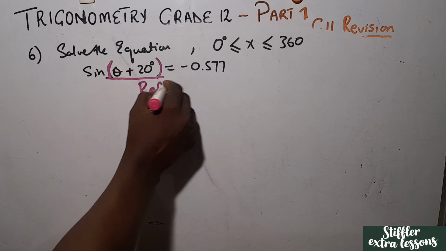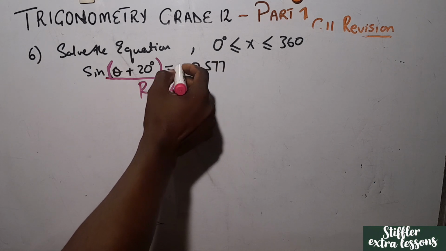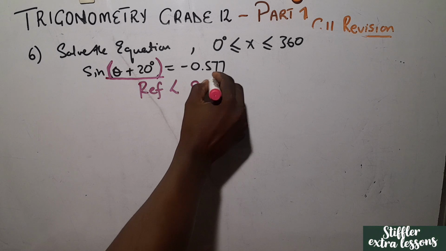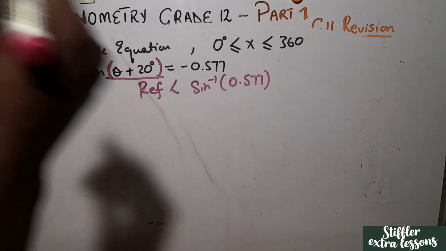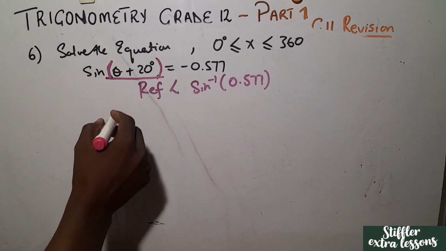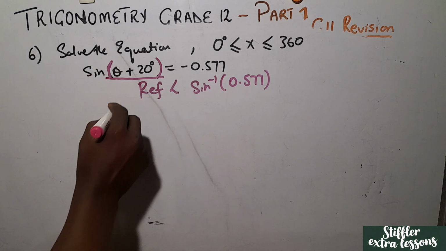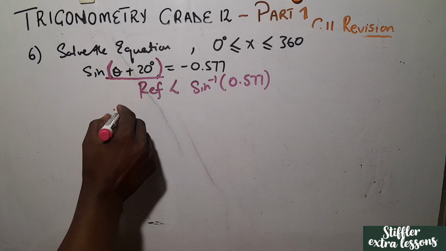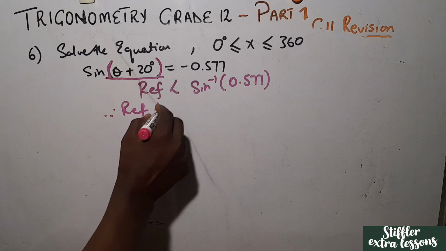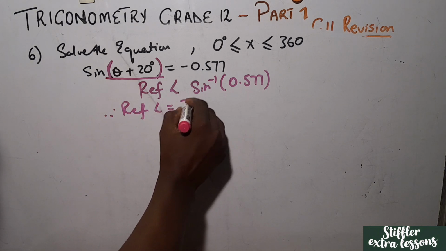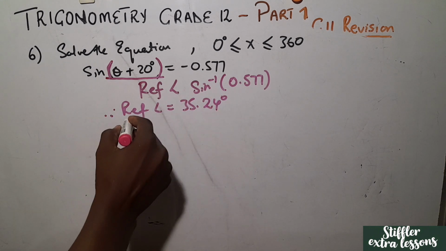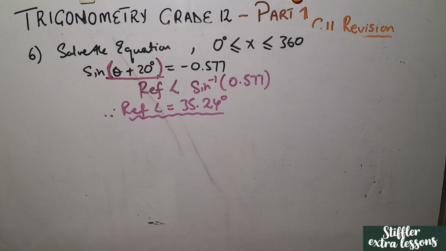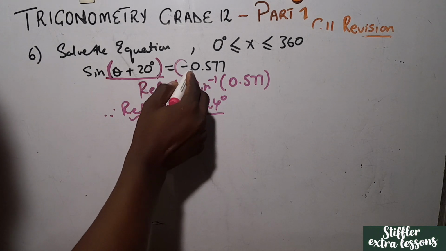And I said when finding the reference angle, don't include the negative. So we can do the second function of sine and put 0.577 as positive, right? You can do that on your calculator while I'm also doing this. So I found that my reference angle is 35.24 degrees. That's my reference angle. Now I'm going to check this situation here. It is saying negative.